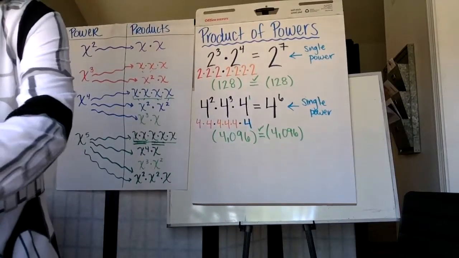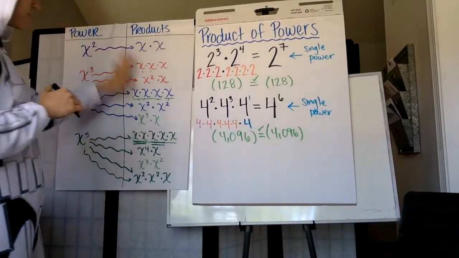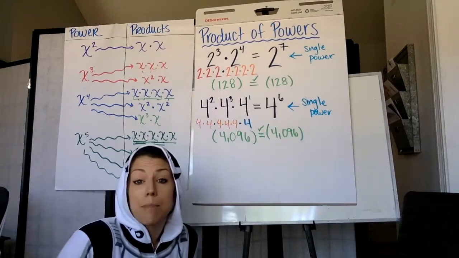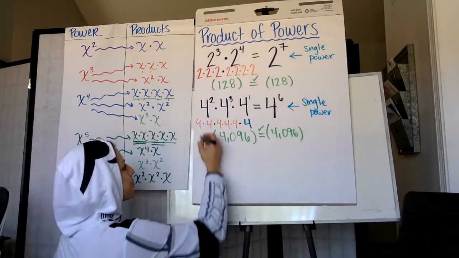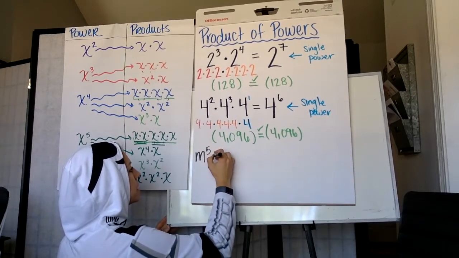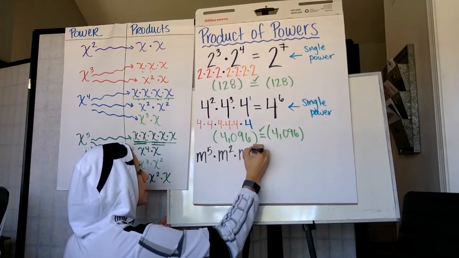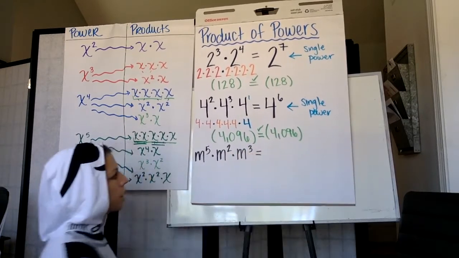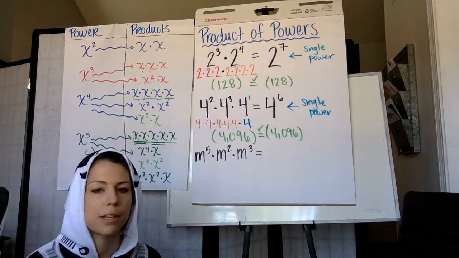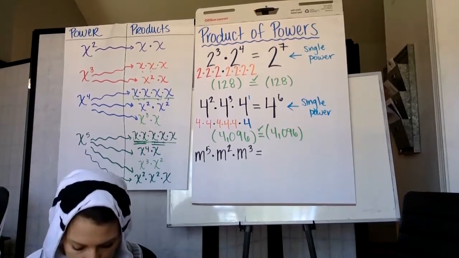Okay, last example. Let's take out the numbers and let's look at an example with variables. We did X's over here, so let's choose a different example. It is May the 4th, so let's use M. So let's say I have M to the 5th times M to the 2nd times M to the 3rd. I didn't do M to the 4th. I should have, but I didn't. Oh well, what are you gonna do?